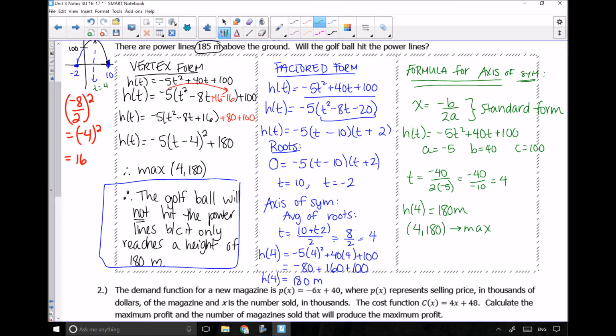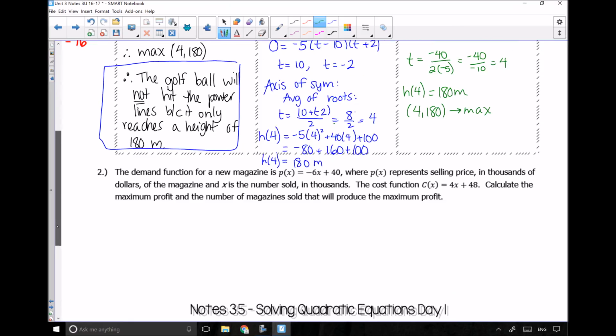But I just wanted to show you 3 different ways that you can use to find this answer. And most of the time you won't be asked to do it all 3 ways. You can choose which way you prefer, but you do need to know the formula for the axis of symmetry, and you do need to know how to complete the square. All right, question number 2.